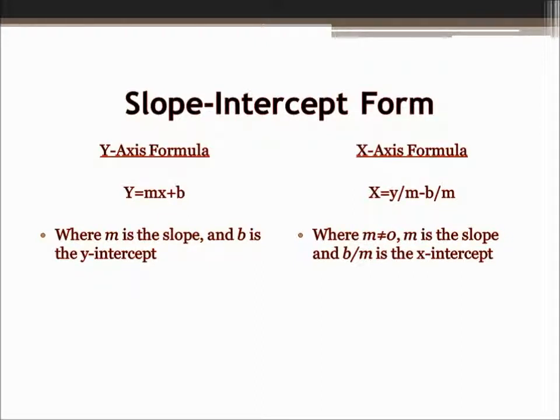Slope-intercept form. The y-axis formula is y equals mx plus b, where m is the slope, and b is the y-intercept. The x-axis formula is slightly different. x equals y over m minus b over m, where m does not equal 0 because you cannot divide something by 0. m is the slope, and b over m is the x-intercept.